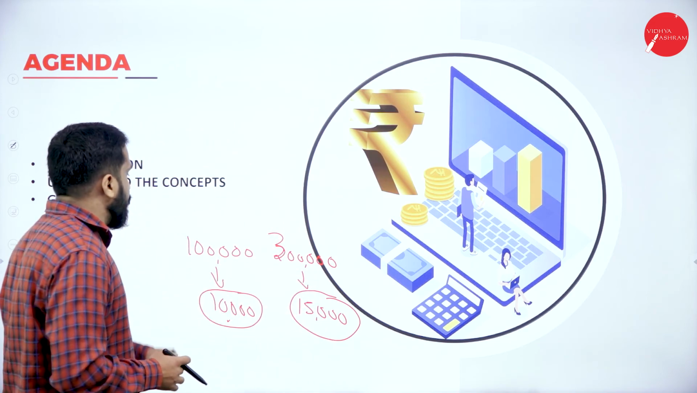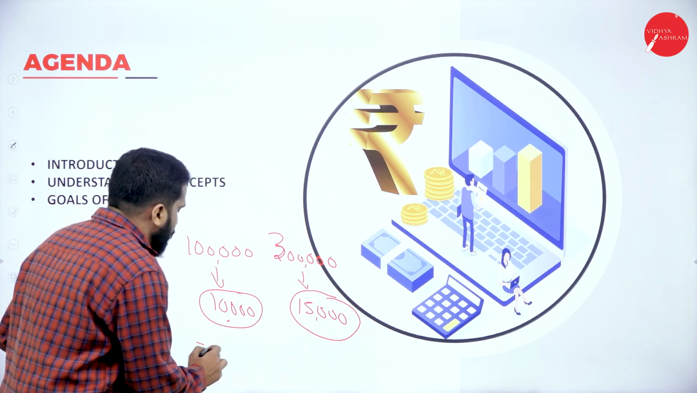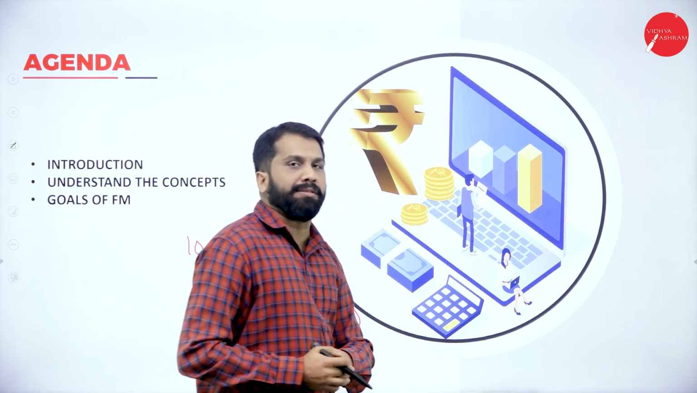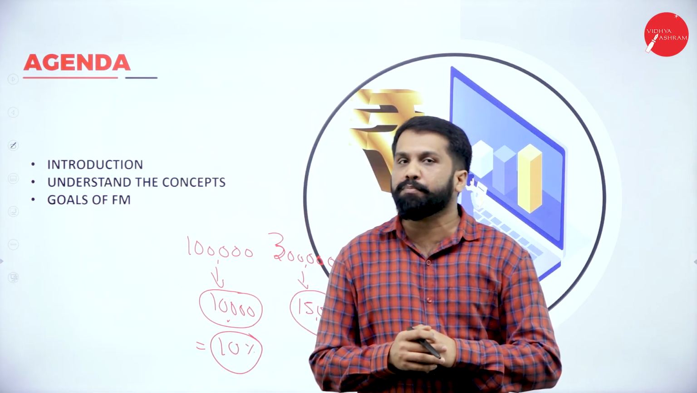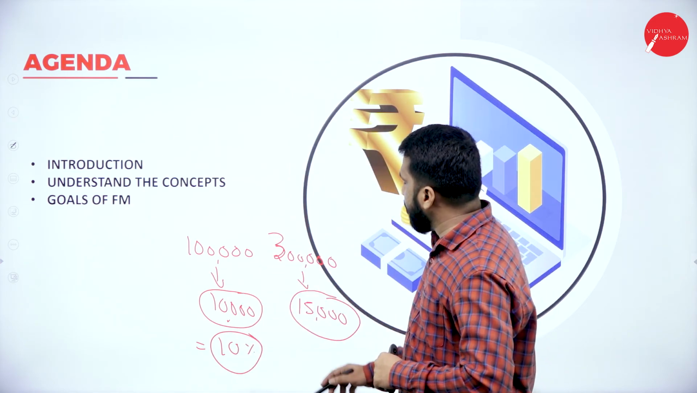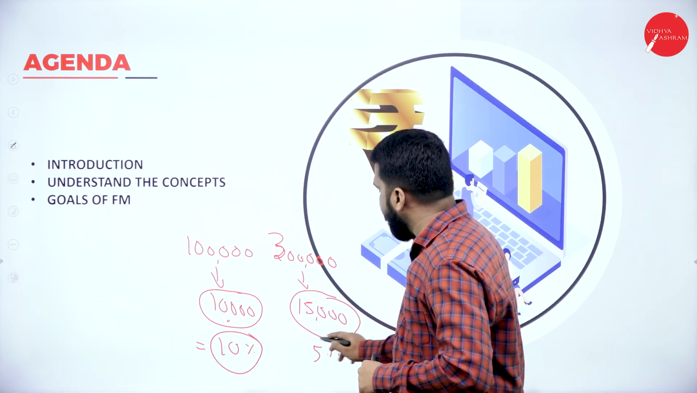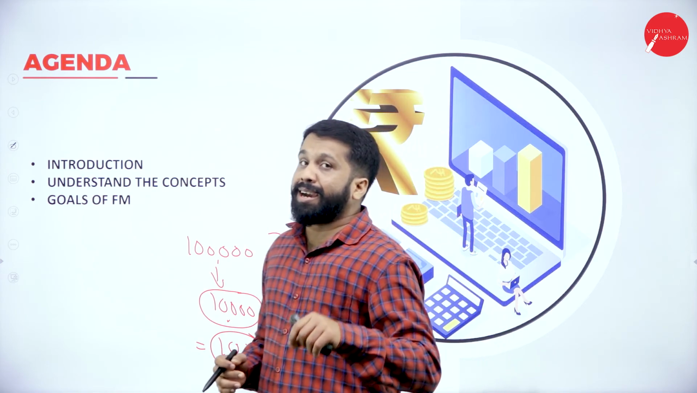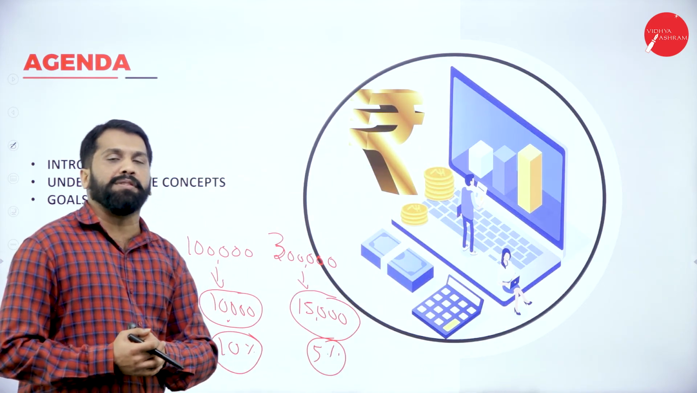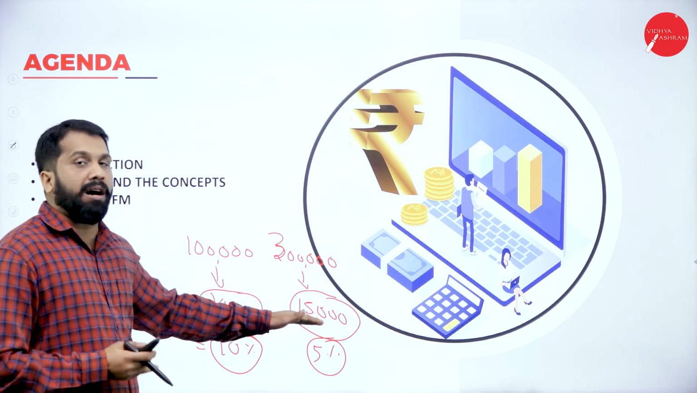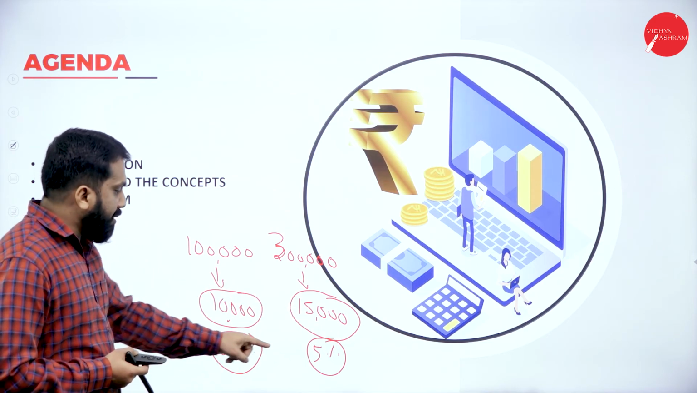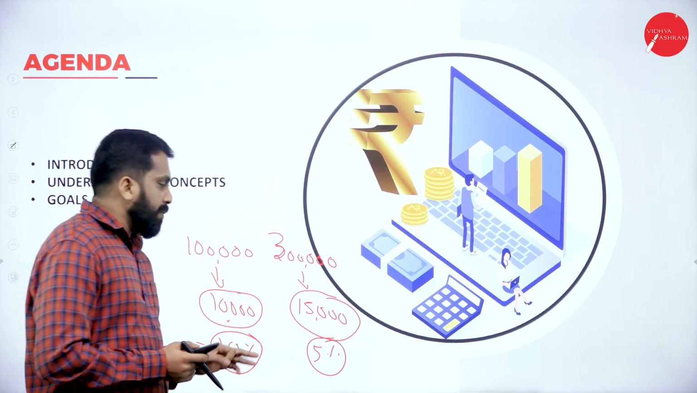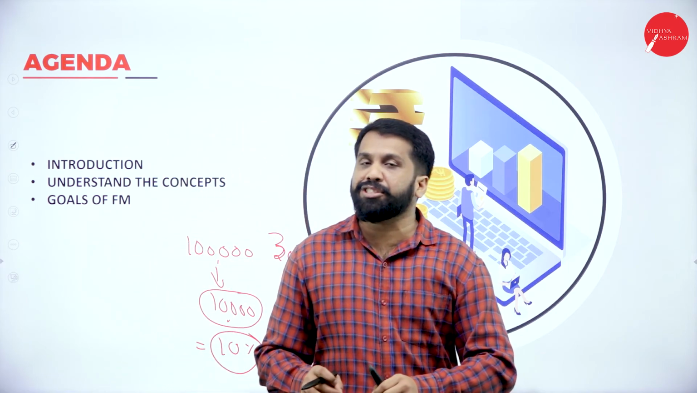If you go with the ratio, for 1 lakh, 10,000 means it is almost 10% profit. For 3 lakh, 15,000 means it comes around 5% profit. Which is better, last year or current year? Last year was better. Why? Because even though the current year amount is higher, the percentage of profit last year was 10%, this year 5%. So this is all about what we call ratio analysis.